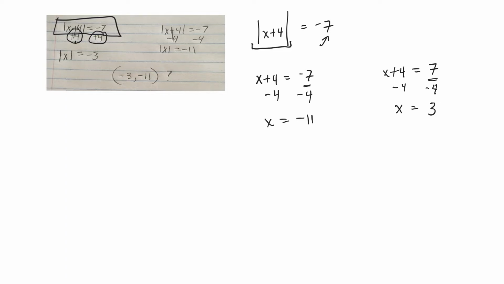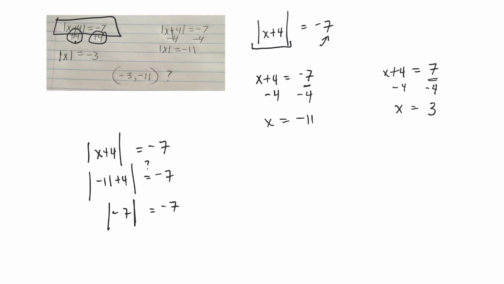The problem I'm coming up with is that if I were to check either of those answers, and let's try it. So here's my original question. And when you're solving any absolute value equation, you want to check. So if I plug a negative 11 in, so absolute value of negative 11 plus 4 is equal to negative 7. I want to know if that's true. Negative 11 plus 4 is negative 7. So absolute value of negative 7 equals negative 7.